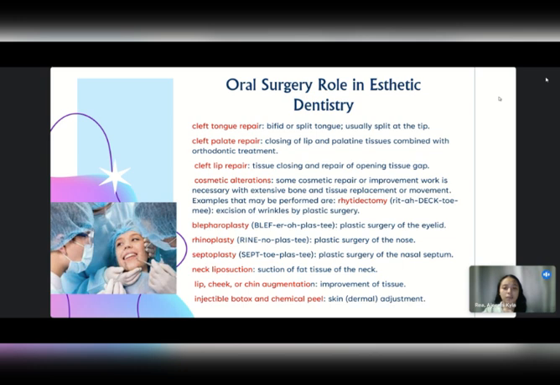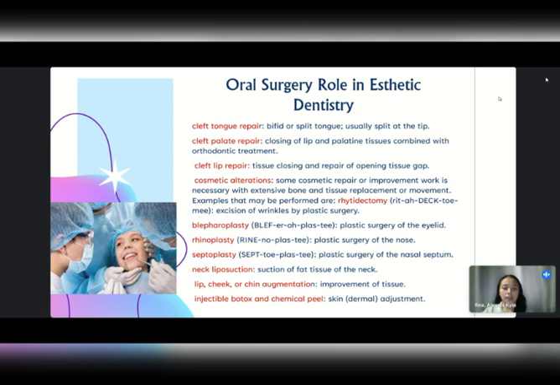So it focuses on correcting deviations or deformities of the nasal septum. So the goal is to improve airflow through the nasal passages and to correct any structural problems that may be causing symptoms. Next is liposuction, suction of fat tissue of the neck.